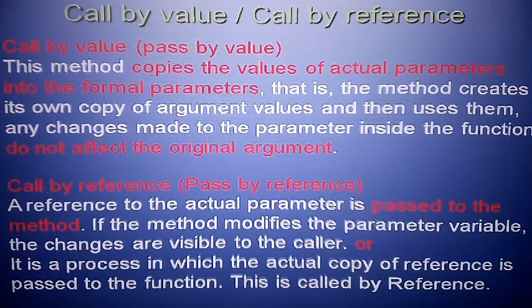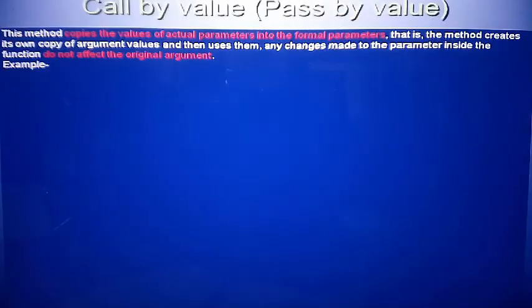Why? Because you gave the original value to the function, whereas in call by value you give a copy to the function. So any change does not affect it, but here you give the original value, so definitely it affects the original data. So one by one we will discuss here.